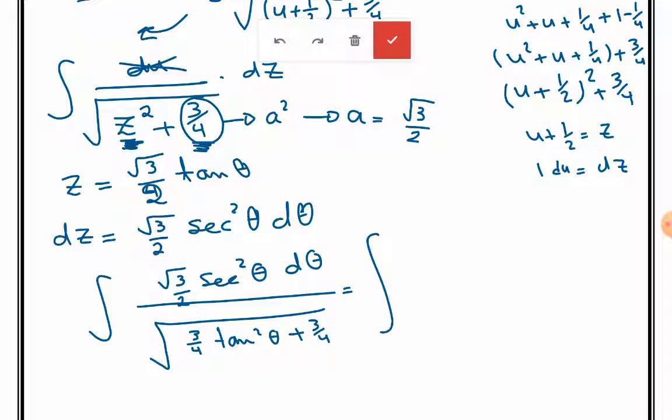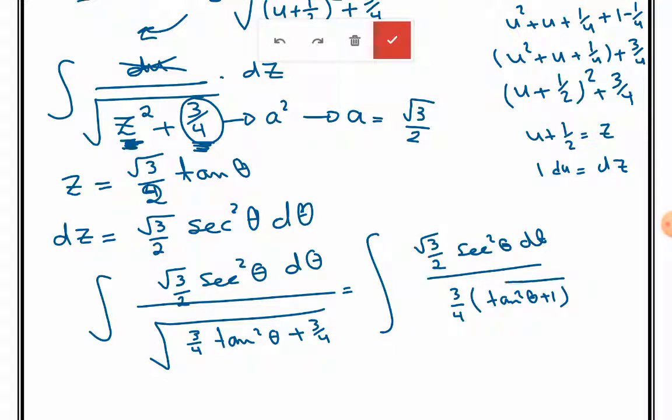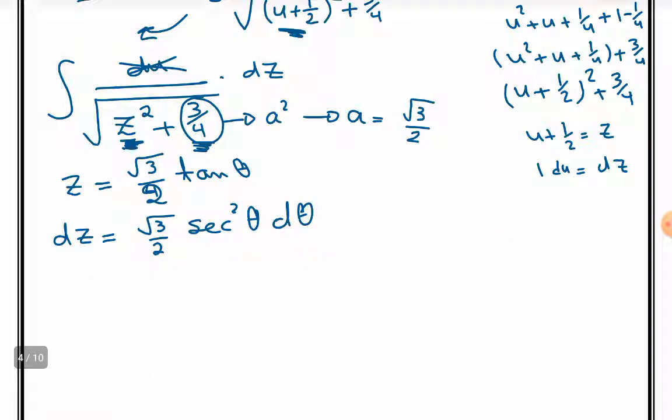We can now, guys, take 3 over 4 as a common factor from the denominator. So we have radical 3 over 2 secant squared theta d theta, and this over the square root of 3 over 4 as a common factor, times tan squared theta plus 1, all under the square root. 3 over 4 outside the square root will be radical 3 over 2, so we can cross out radical 3 over 2 with radical 3 over 2.